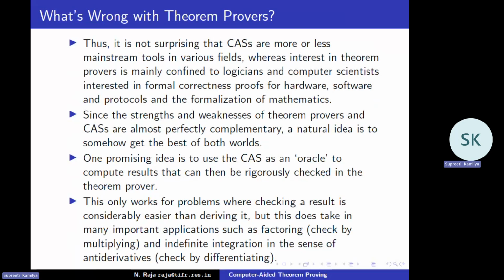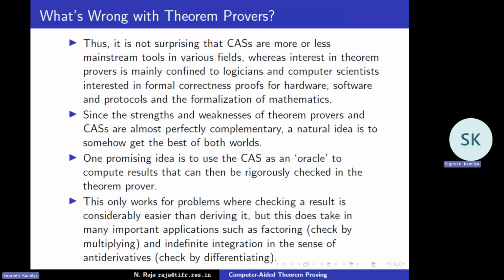The strengths and weaknesses of these two systems seem perfectly complementary, and it seems a natural good idea to put them together and get the best of both worlds. One promising idea is to use the CAS as an oracle.